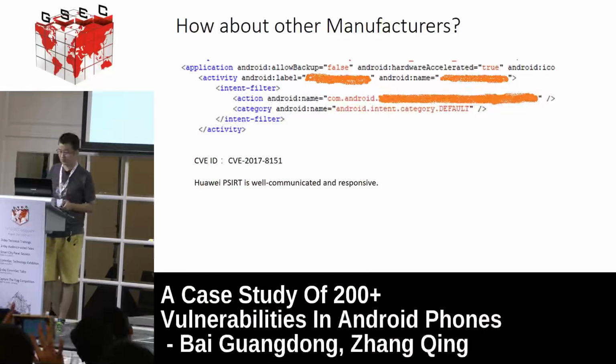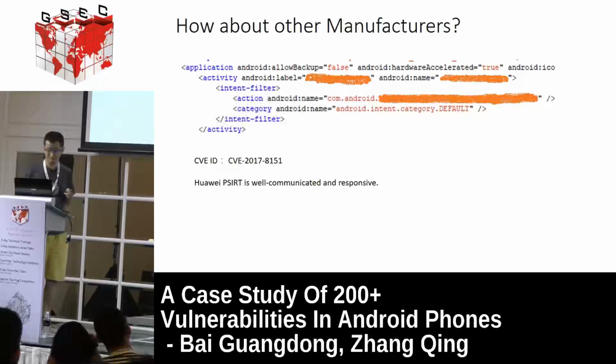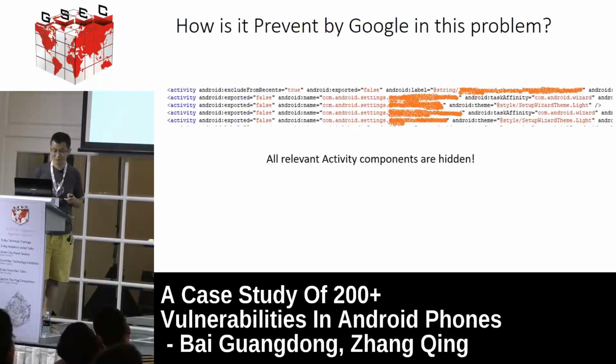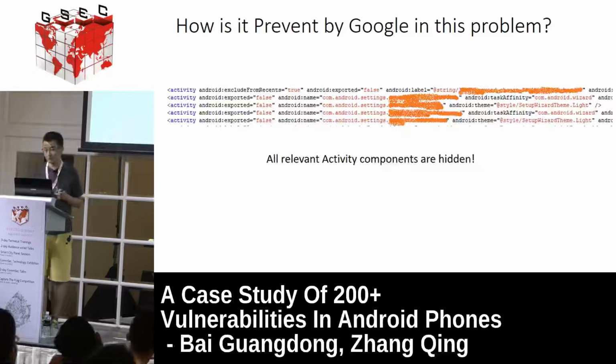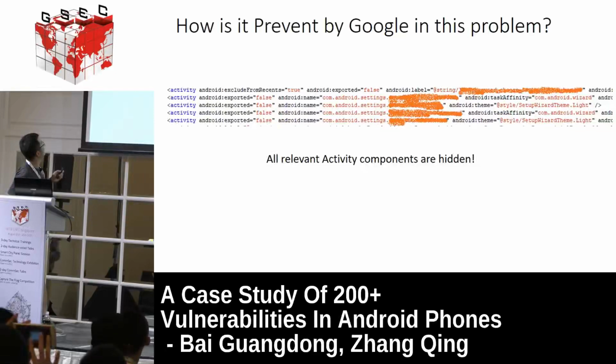How about the other manufacturers? This is Huawei. The same kind of problems. Then we got a CVE like this. But Huawei communicated well and was responsive. Actually, Google Pixel had the same kind of vulnerabilities. But now all the activities are set to exported false.